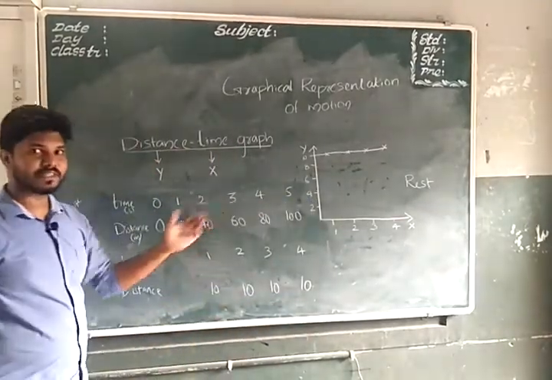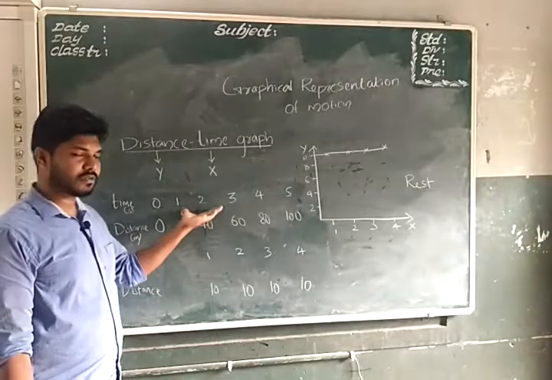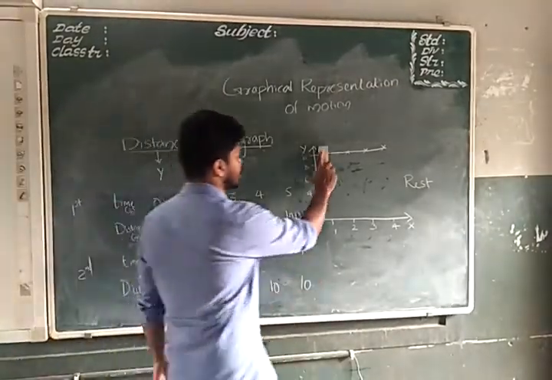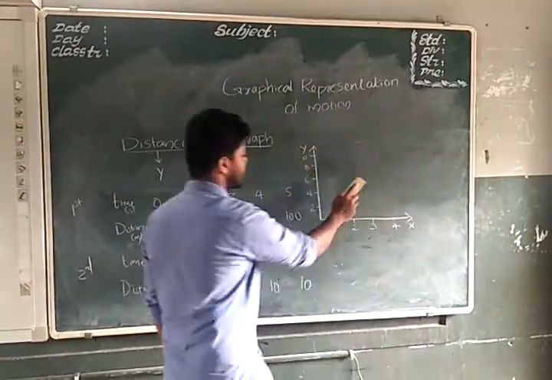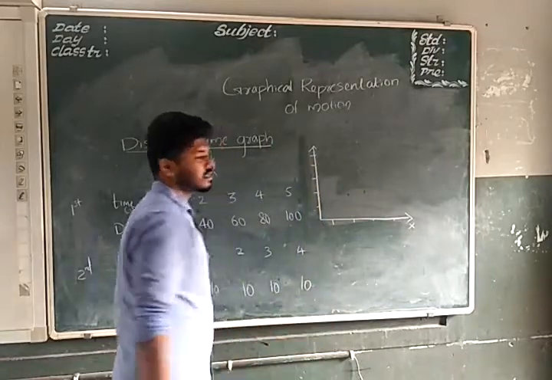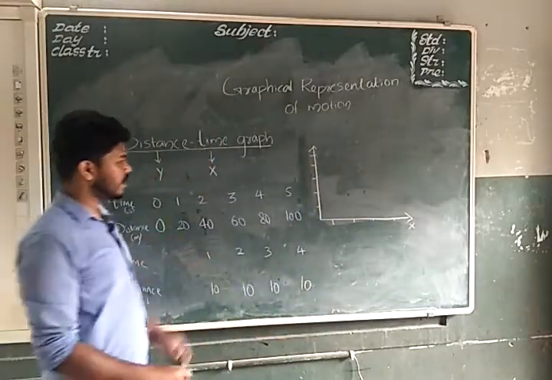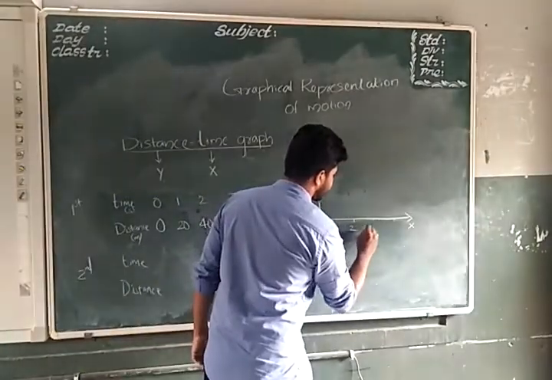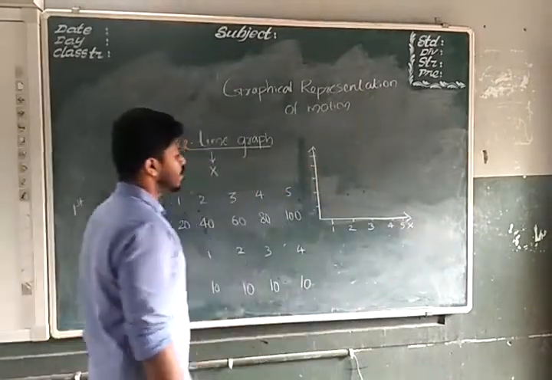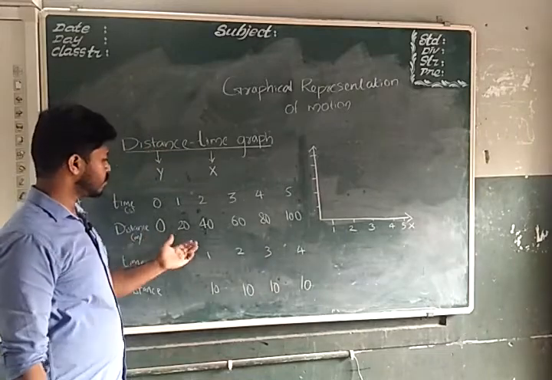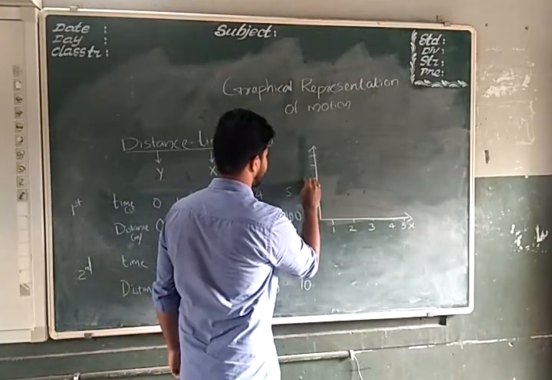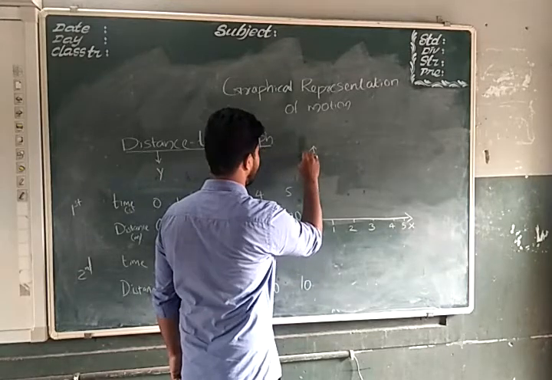Now, to see the difference from the object at rest, let us draw the graph of this one. Uniform motion. Graph of uniform motion. Let's check how it comes. So we have to take the distance along y-axis and time along x-axis. Time again we can take 1, 2, 3, 4, 5. Now distance is 0, 20, 40, 60, 80 and 100.